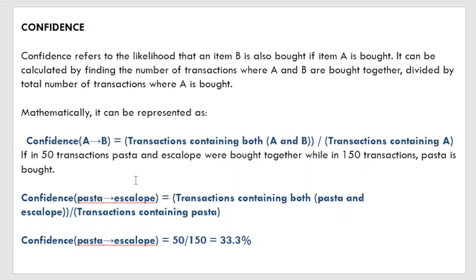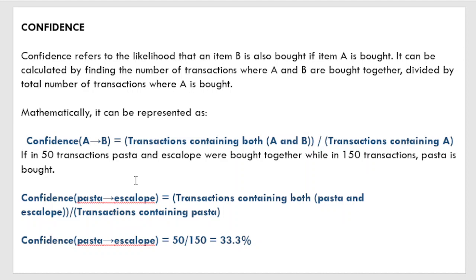Then we go into confidence. Confidence refers to the likelihood that an item B is also bought if item A is bought. So this means confidence is the likelihood that the consequent is selected if the antecedent has been selected already. It can be calculated by finding the number of transactions where A and B are bought together divided by the total number of transactions where A is bought. So mathematically, this is represented as confidence A B is equal to transactions containing both A and B over transactions containing A.